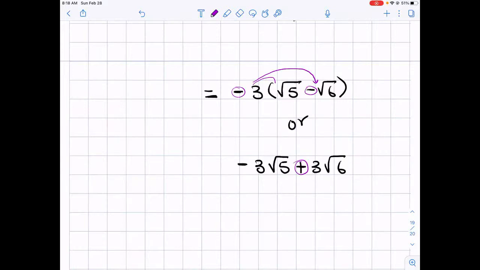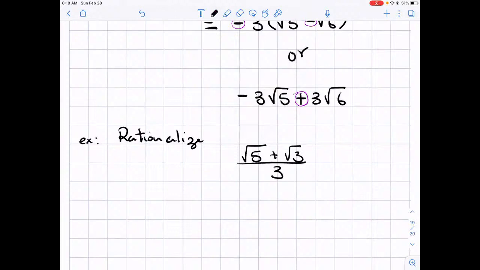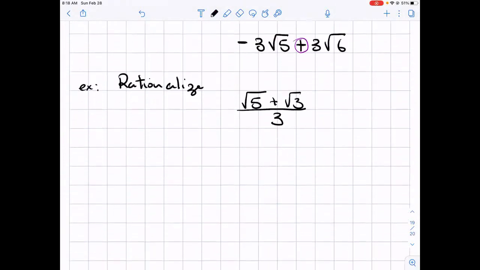Now we can just do random problems. And keep in mind, I said you can rationalize numerators too. If I just gave you the problem and said to rationalize, I give you square root of 5 plus square root of 3 over 3. In this example, the only way there's a root is in the numerator. So we'll have to rationalize the numerator in this example.